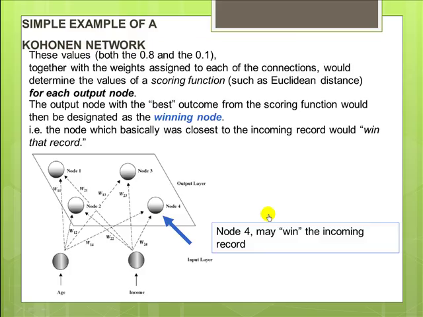That would mean basically that we would assign that record, this record up here, the one that had 0.8 and 0.1, I think that was the second record, to this node. Temporarily, anyway. And we're going to do that for every record to see where every record goes.